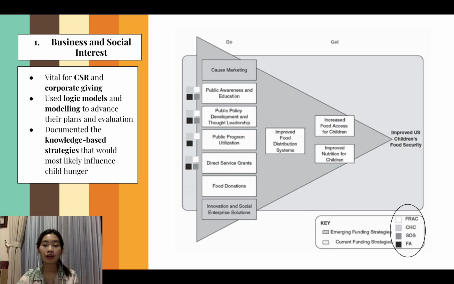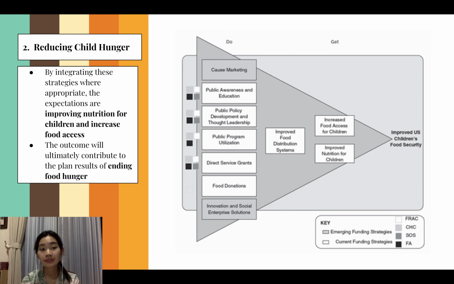From the research, they also have gathered and drafted a theory of change, or TOC, and also a program logic model. They also documented the knowledge-based strategies that would likely influence child hunger in the future and also in the present. And moving on to reducing child hunger. The ConAgra Foods Foundation theory of change, we read it from left to right, and it identifies the 5 strategies of the current funding, which are public awareness, education, public policies, and thought leadership, public program utilization, direct service or feeding efforts, and also food donations.